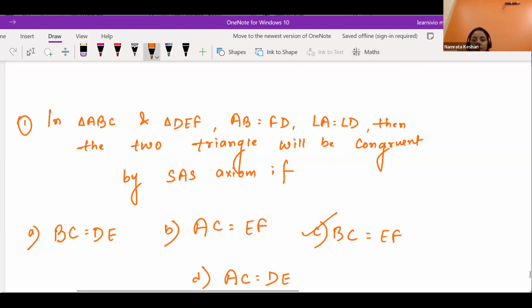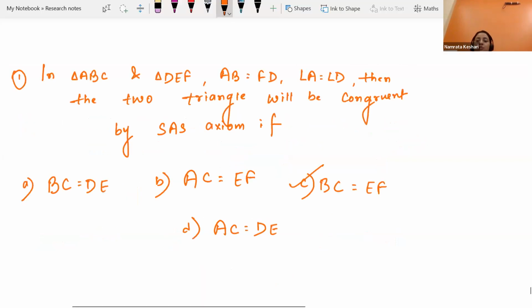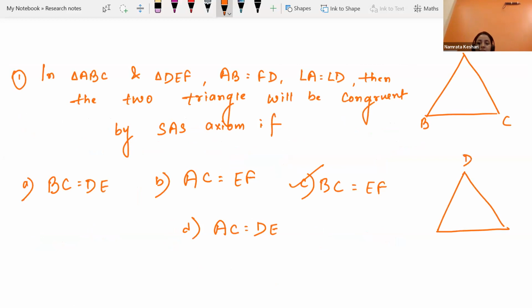Let's check it. We have two triangles ABC and DEF such that AB is equal to FD, and angle A is equal to angle D. Then what else can be the same so that, by the side angle side axiom, these two triangles are congruent?